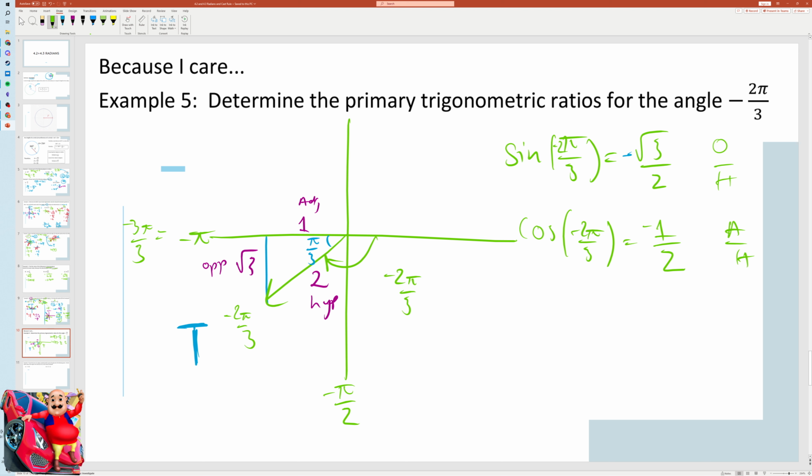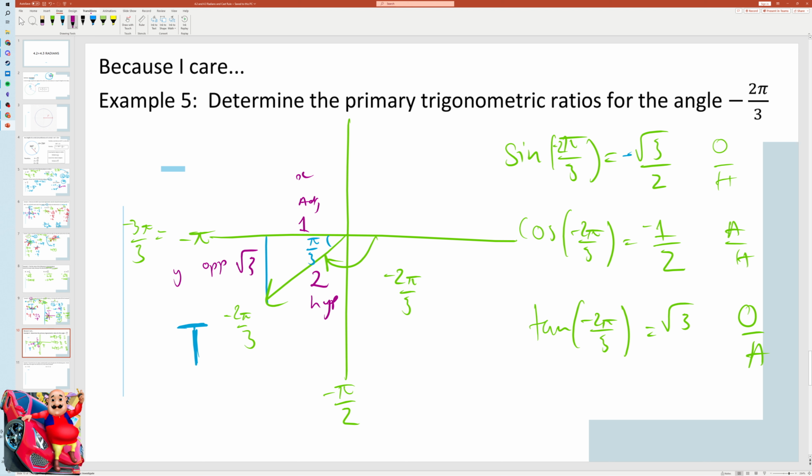And lastly, we are doing the tan of negative 2 pi over 3, which is equal to opposite over adjacent, TOA, which is opposite root 3 divided by that adjacent 1. So our final answer is just root 3. We're in the T quadrant, so that's positive. We are done.